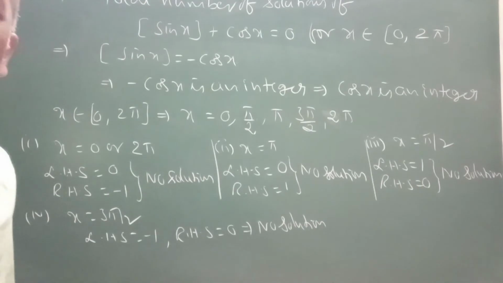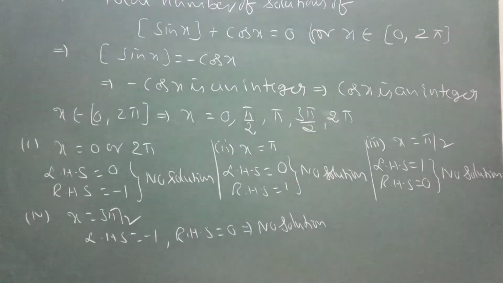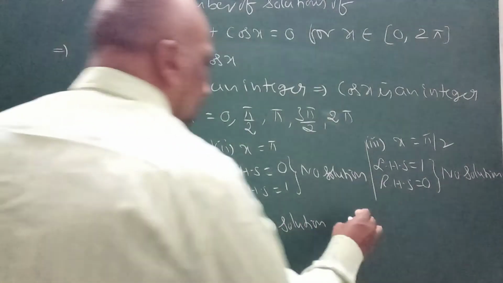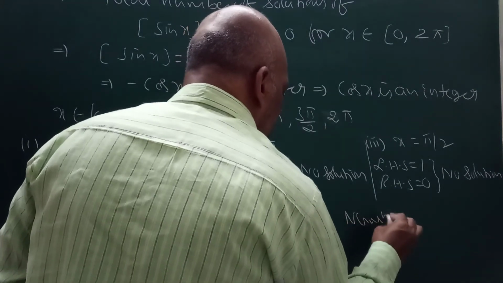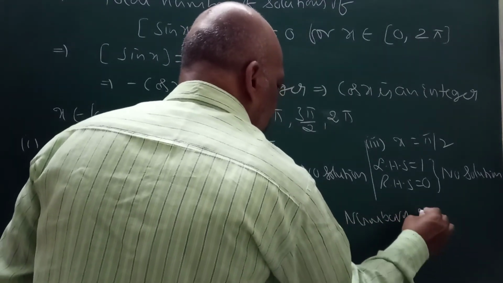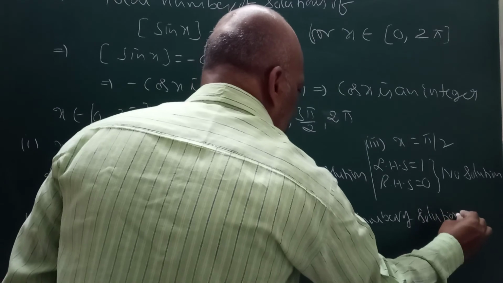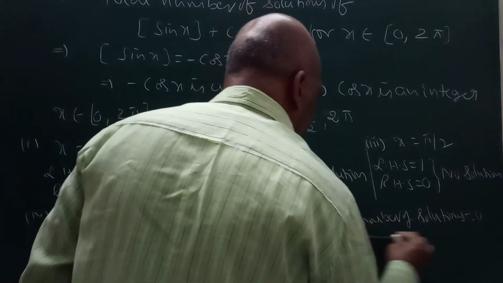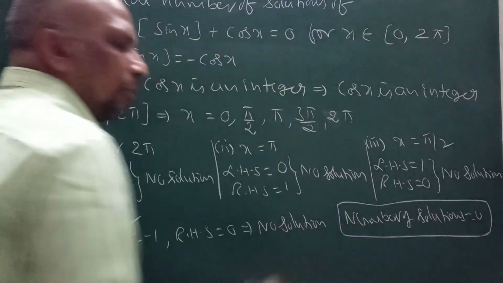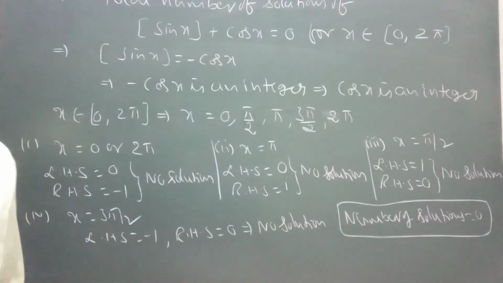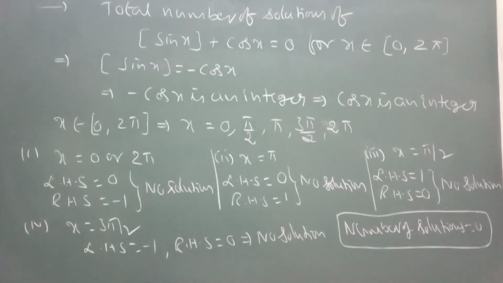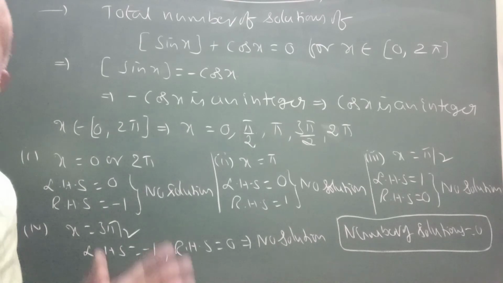Finally, in all the cases there is no solution. So the number of solutions is equal to 0. That is your final answer: number of solutions equal to 0.